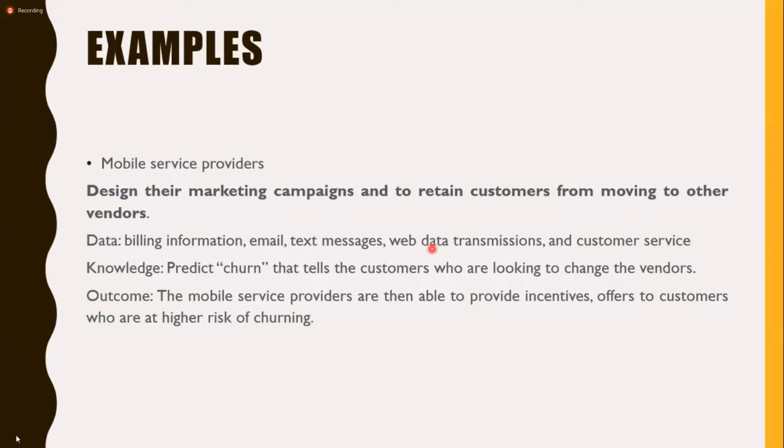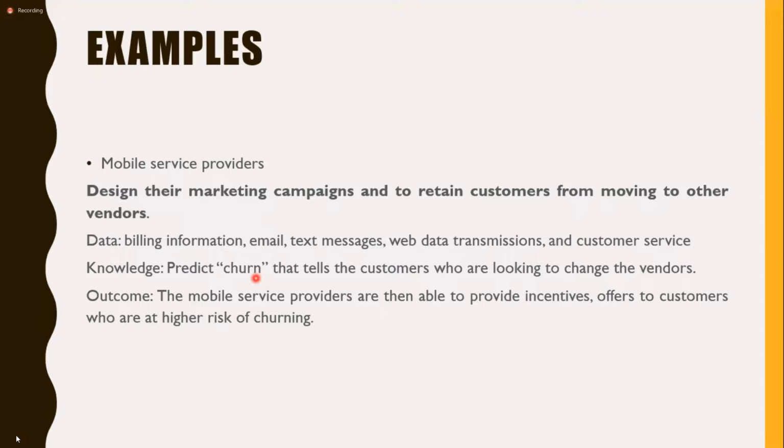Yeah. So if the context is given, definitely it will be the information. So this is the existing data. And from this data, knowledge could be predicting the churn that tells the customers who are looking to change the vendors. Okay, predicting the churn means churn rate represents the number of customers who are willing to move on to other mobile service providers. That is churn rate prediction. So from this data, churn rate prediction can be done. We can find out the customers who are willing to change the vendors.